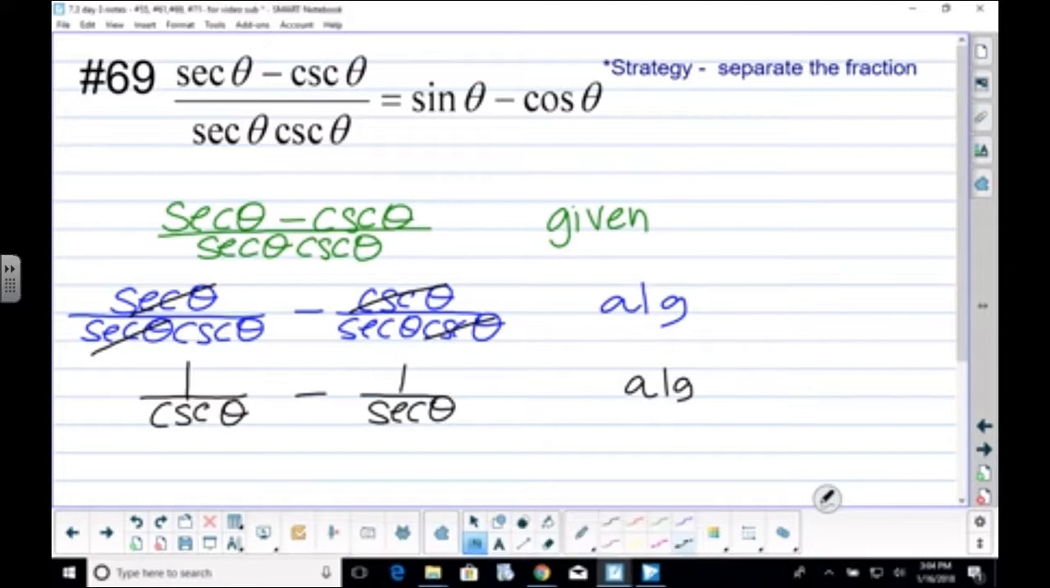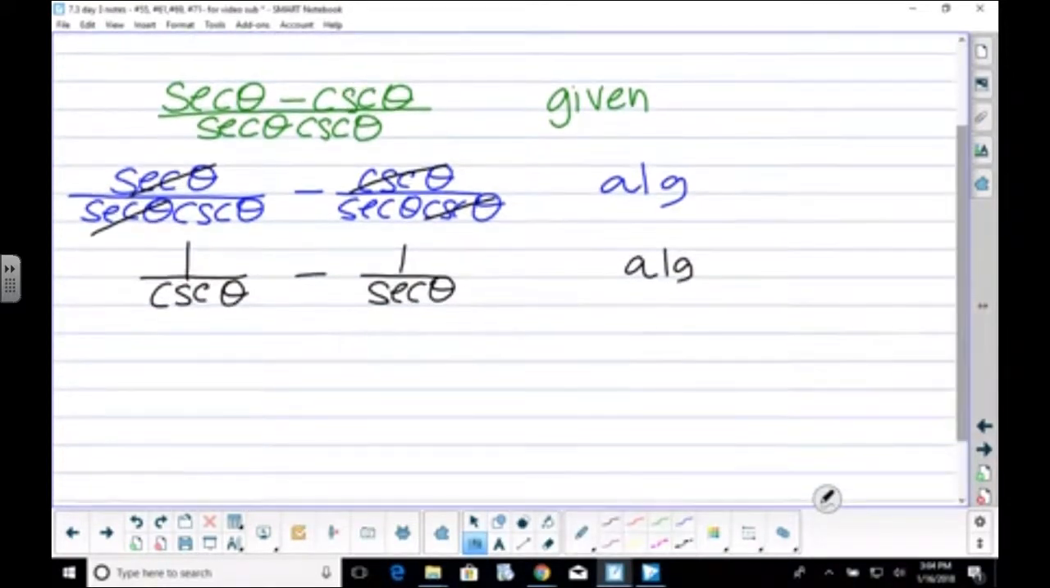And the next thing we're going to use is the reciprocal property. 1 over cosecant of theta is sine of theta. And then 1 over secant of theta is cosine of theta. That was the reciprocal property. We used it on both of them, and we're finished.